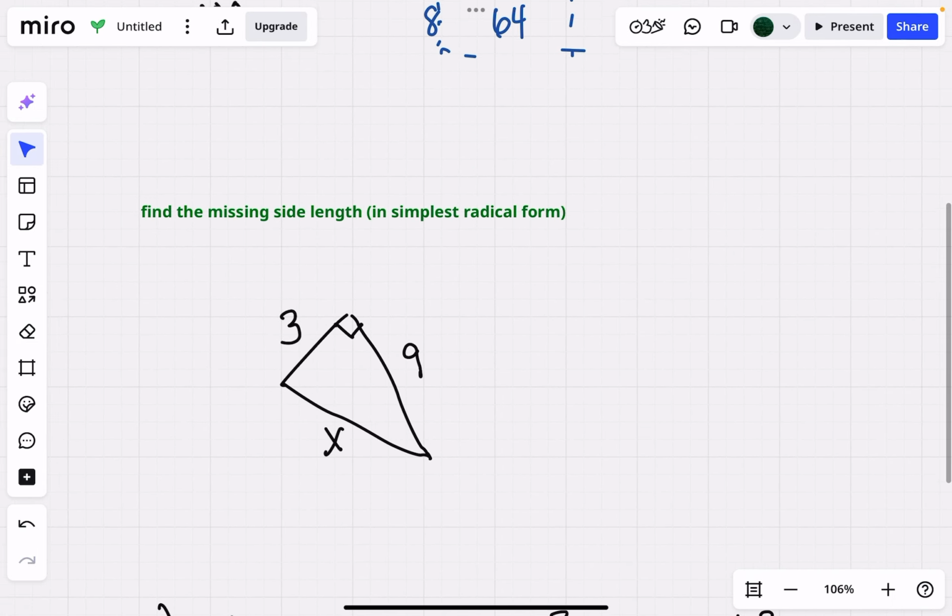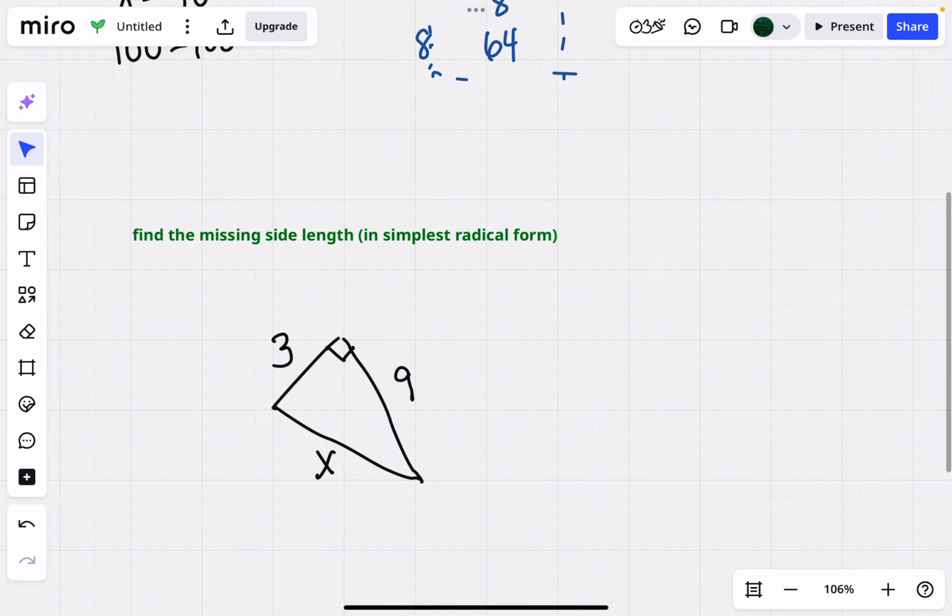Let's find the missing side length for this right triangle, okay? So we know they're not tricking us. I'm showing you that there's a right angle in here. This is a right triangle. And I don't want you to think that they're always going to be whole numbers. Sometimes they will not be whole numbers, and you're going to have to pay attention to the directions. Do they want you to put it in simplest radical form, or do they want you to estimate to the nearest, let's say, 10th or 100th?